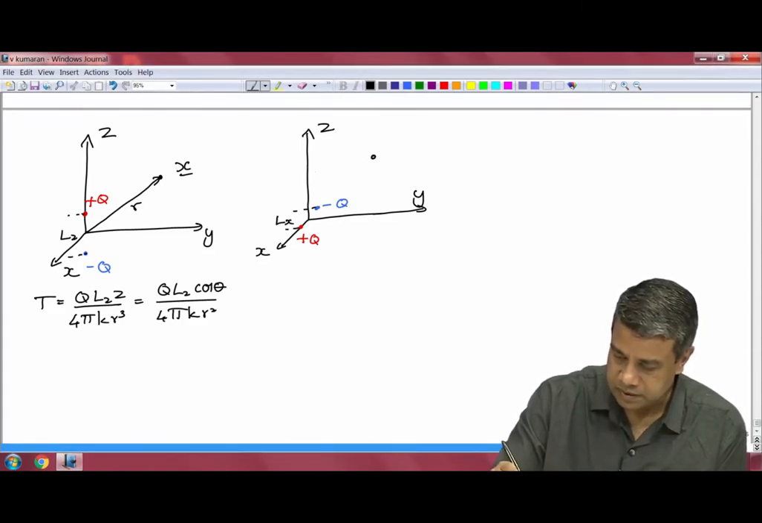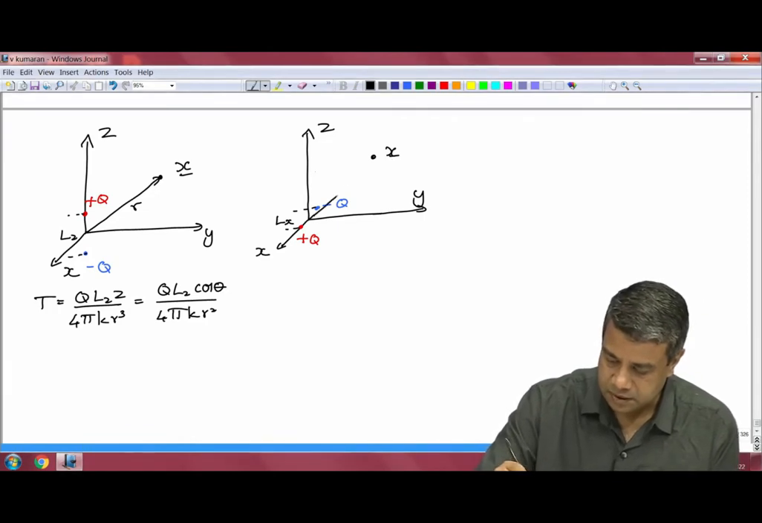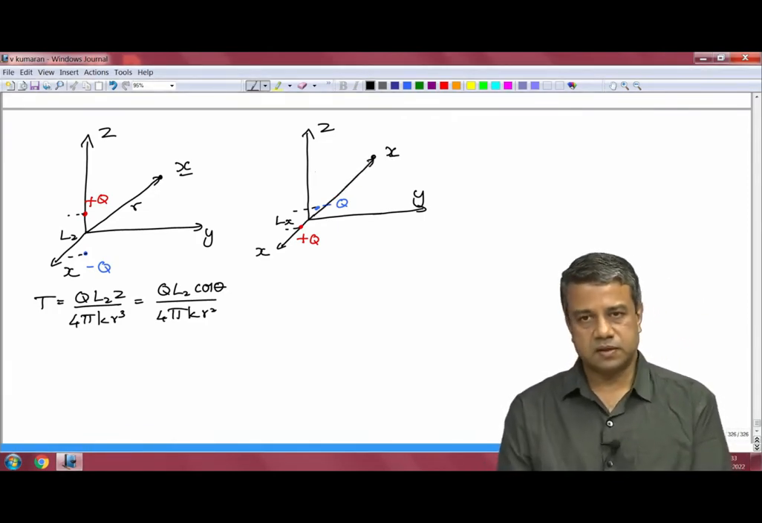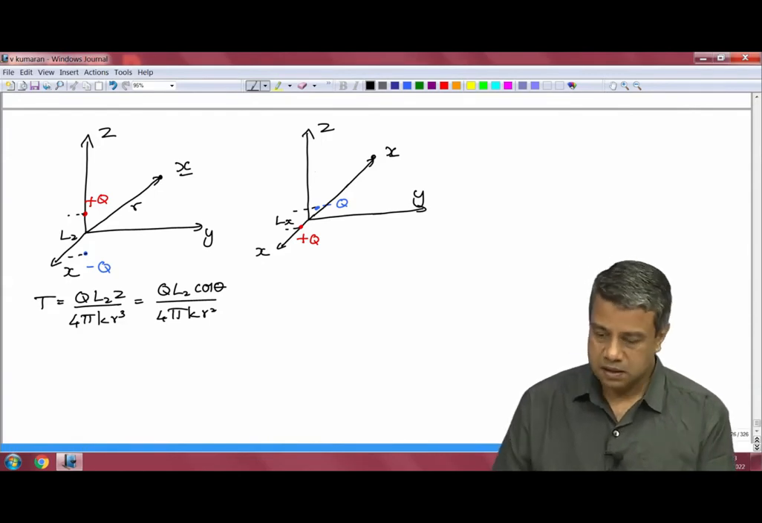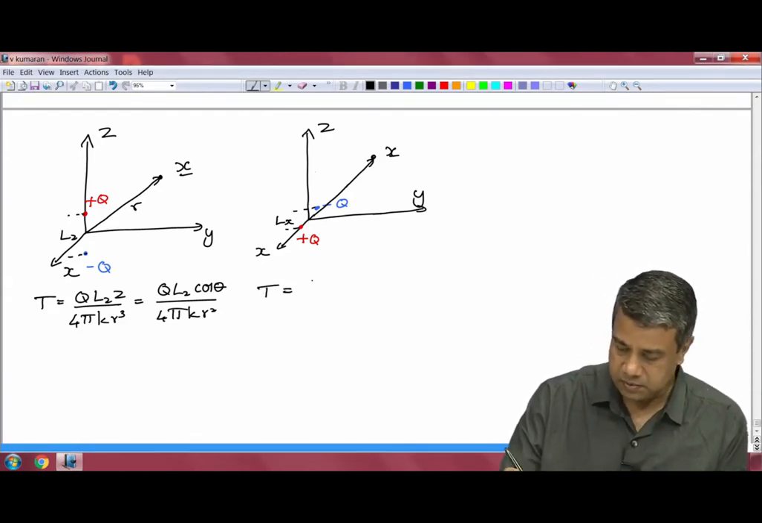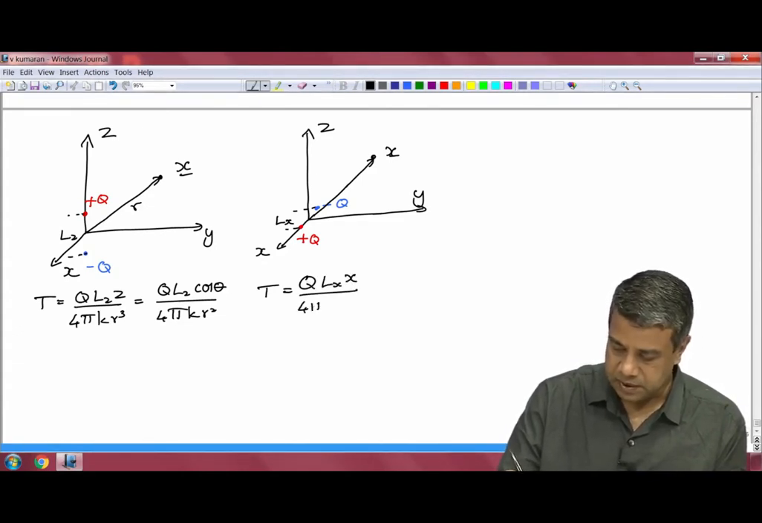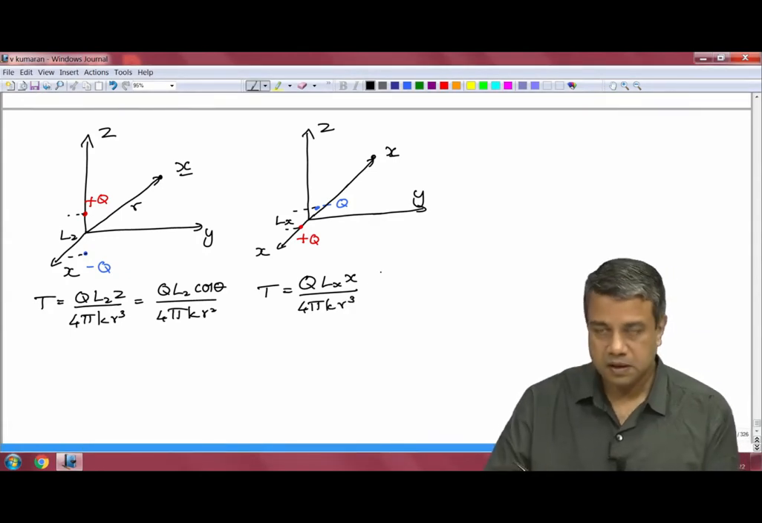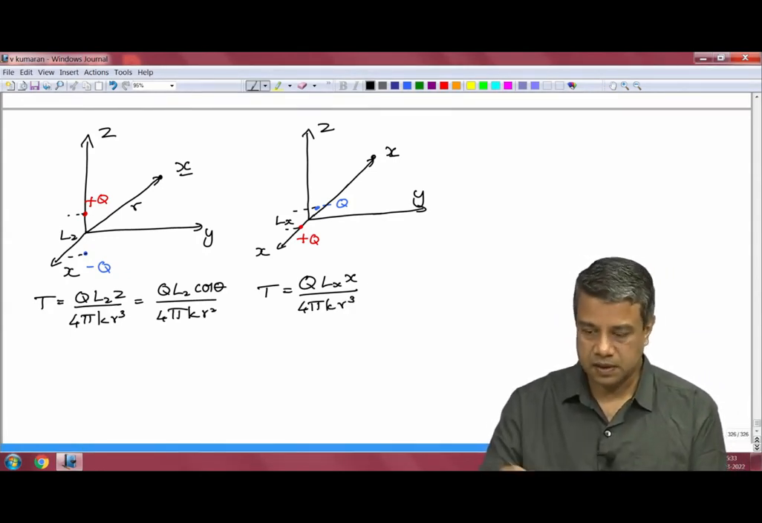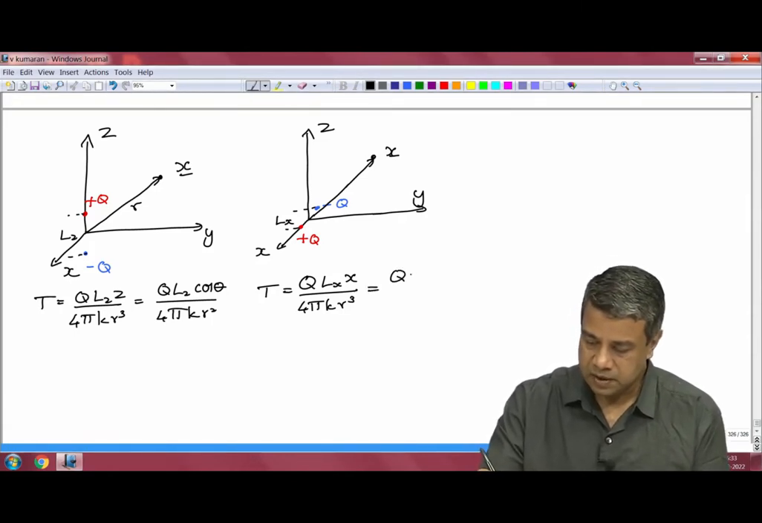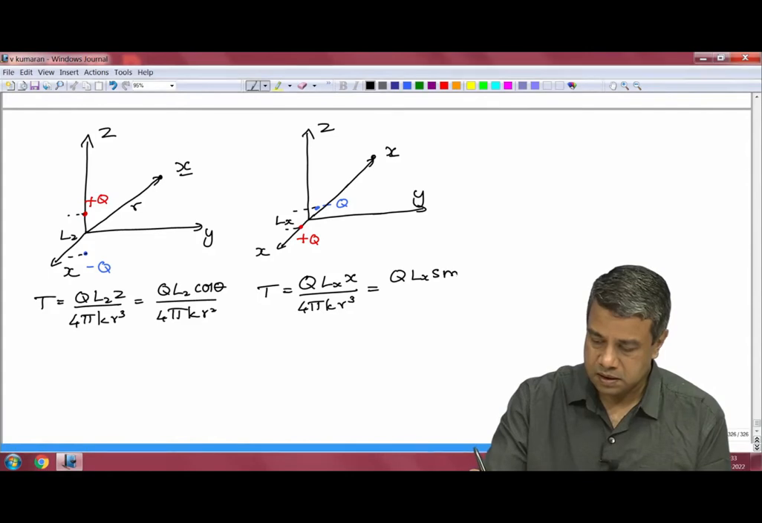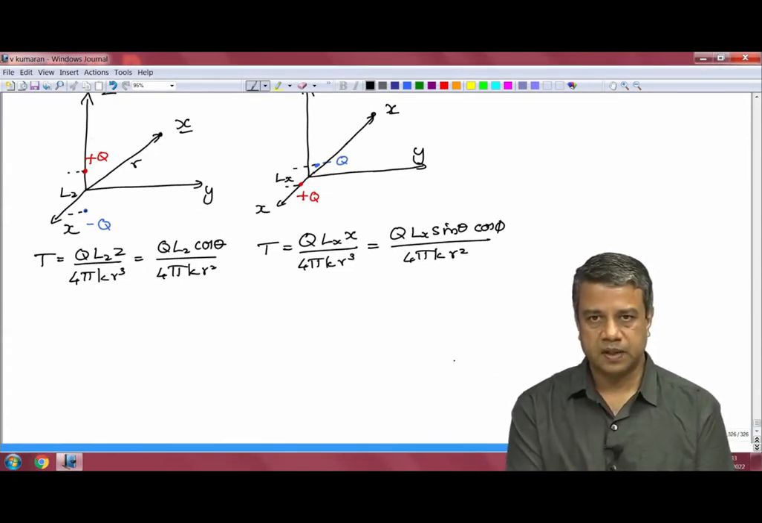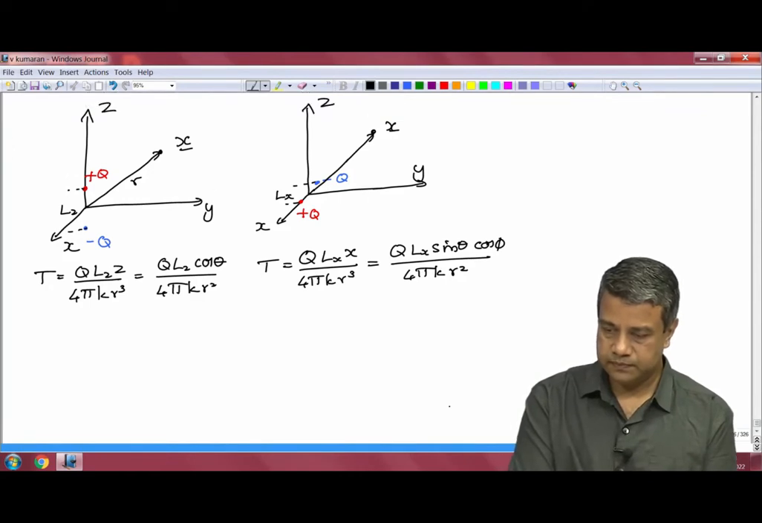And I have an observation point x over here, and I am calculating what is the temperature due to the combination of the source and sink separated in the x direction on the observation point. That one will be equal to q Lx x by 4 pi k r cubed. x is r sin theta cos phi, so it is equal to q Lx sin theta cos phi by 4 pi k r square. A straightforward extension.